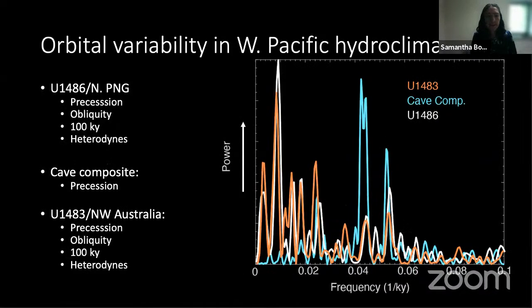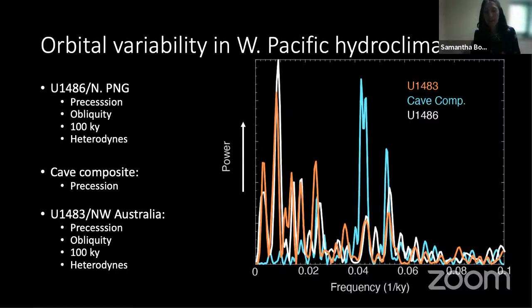And just for a direct comparison, now I'll add our power spectra here, and you can see that all of the records show power at precession. We see obliquity and particularly strong 100 kiloyear power at 1486 off of Papua New Guinea, our site, and off of Australia here. In fact, the power spectra for these two records from Papua New Guinea and Australia are remarkably similar, even at these non-primary peaks in orbital forcing.